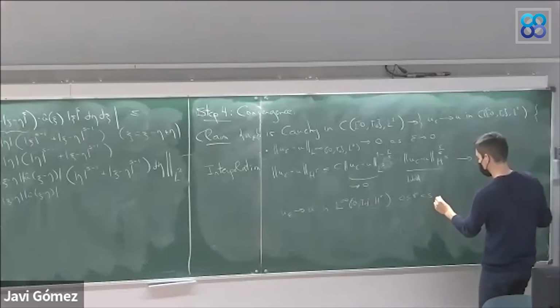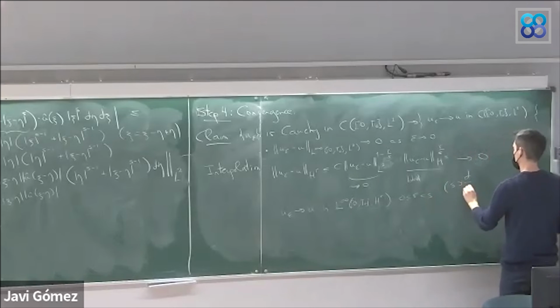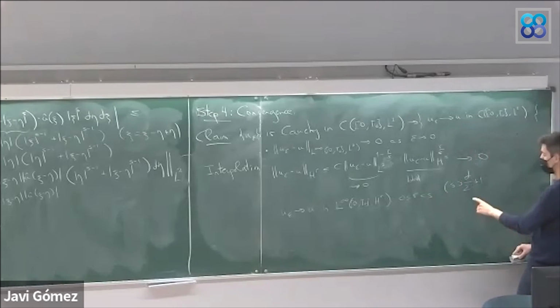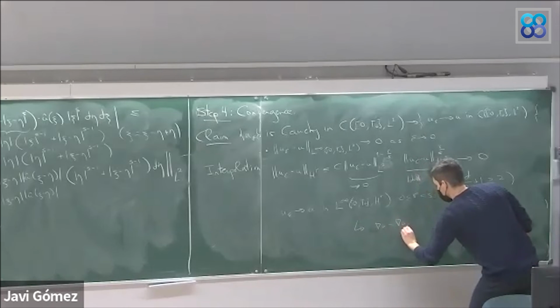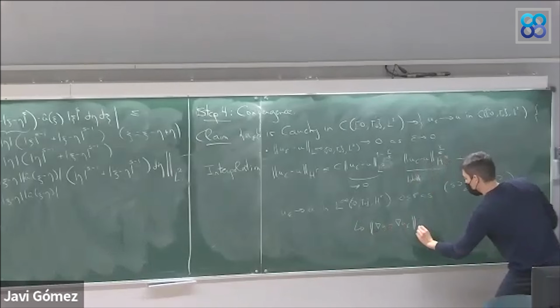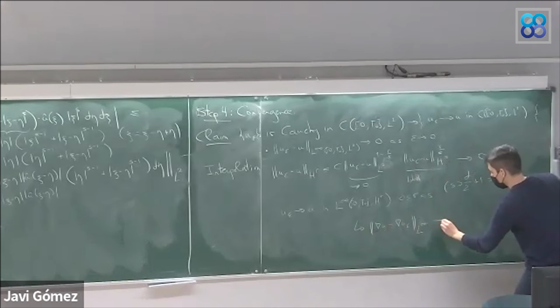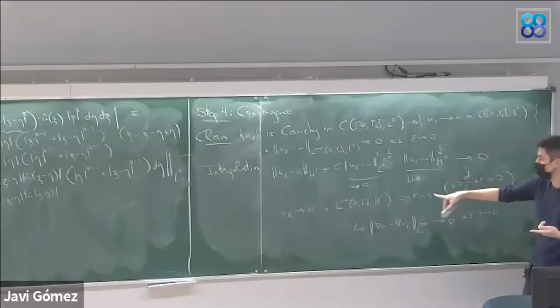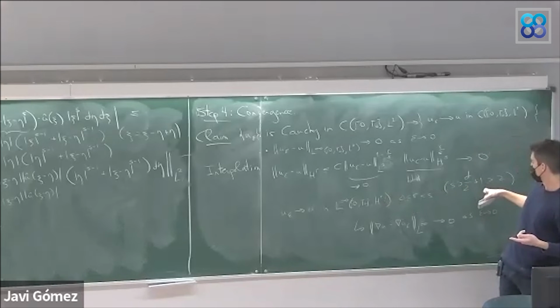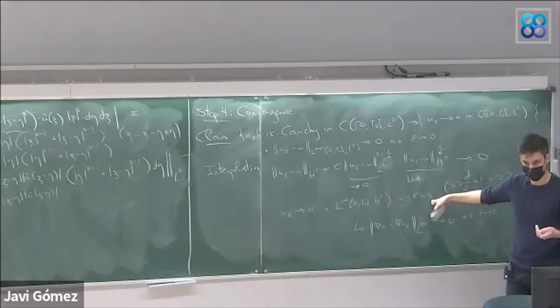Here, s was bigger than dimension over 2 plus 1. So in particular, dimension is at least 2, so this is bigger than 2. So in particular, from here, gradient u minus gradient u epsilon in L infinity also goes to 0 as epsilon goes to 0 because we have more than 2 derivatives. So we can choose R bigger than this quantity and smaller than this.